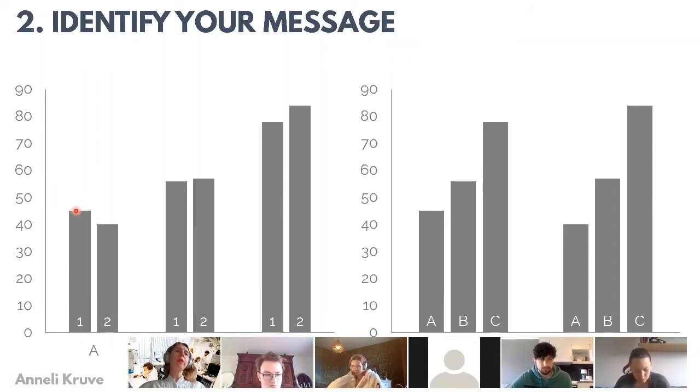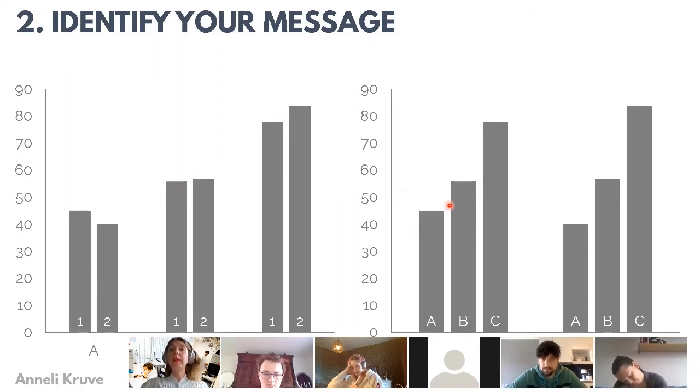So the left-hand side allows us to actually compare method 1 and 2 for compound A quite nicely, because they are next to each other. We can directly see that for compound A, method 1 gives a higher recovery than method 2, because they are next to each other. It's quite easy to see which one is higher, which one is lower. And the same for compound B and compound C.